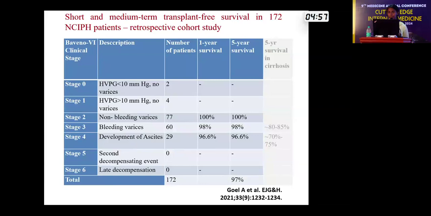So this is just to tell you that we've been saying that as HVPG goes up, decompensation and mortality increase. However, there is an exclusion, and that is with patients with NCIPH or non-cirrhotic portal hypertension. In this group, HVPG may be normal. Patients may have variceal bleed, but the mortality is not bad. The survival is actually good. This is a study from our center where we said patients with varices, which were non-bleeding or bleeding, survival was 100% in both 1 year and 5 years. So this is an exclusion.